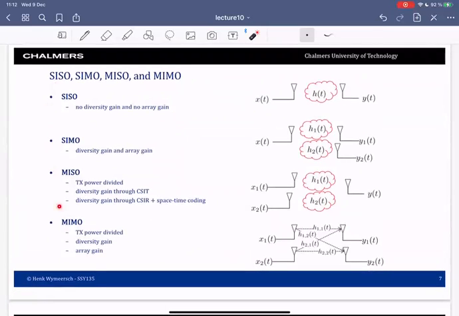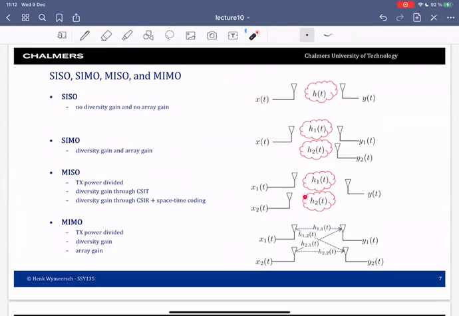There are 4 different configurations that are used in the literature. The one we've seen in all the other lectures so far was SISO, single transmit, single receive antenna, in which case there's no diversity and no array gain. There's also SIMO with a single transmit and multiple receive antennas. So then there are 2 channels, one from the transmit antenna to each of the receive antennas. In this case, we can have diversity gain and array gain.